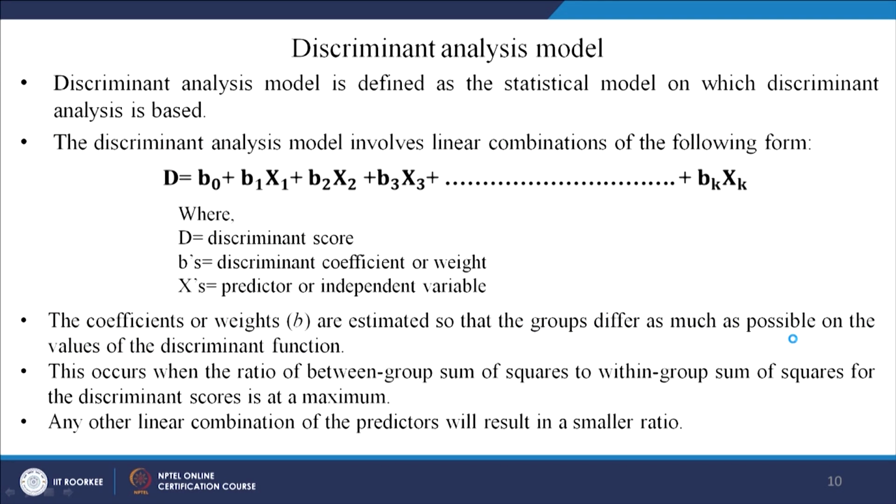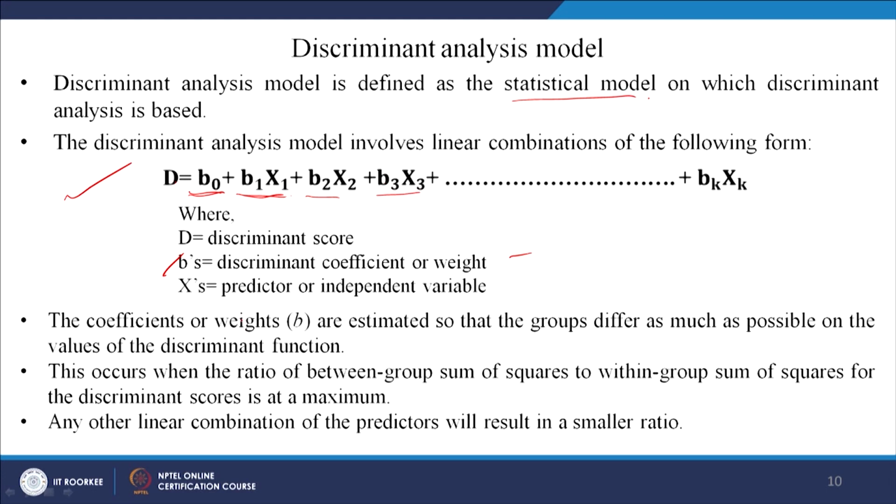Now, how does it look like? The discriminant analysis model is defined as a statistical model on which discriminant analysis is based, right. So, this is how the discriminant function looks like. The discriminant score D is given by B0, the intercept, plus, as you remember in the case of regression, B1 x1 plus B2 x2. So, these B's, B1, B2, B3, are all my coefficients or weights. This is my intercept, these are my coefficients B1, B2, B3 and x is my predictor variables or the independent variables.